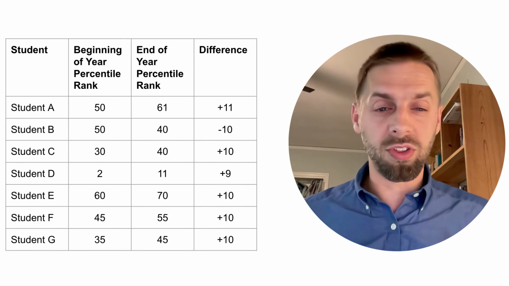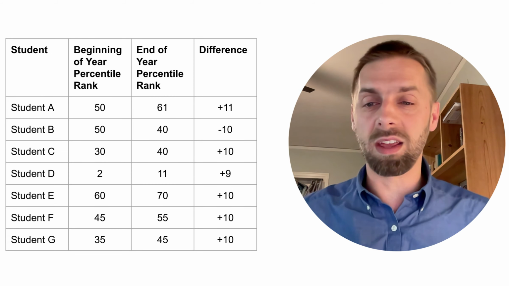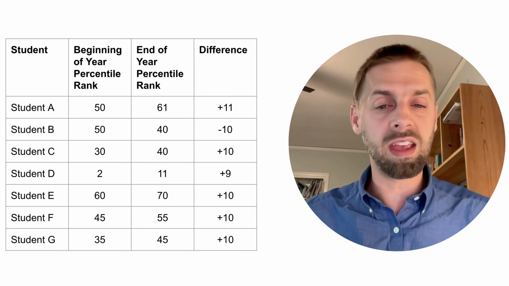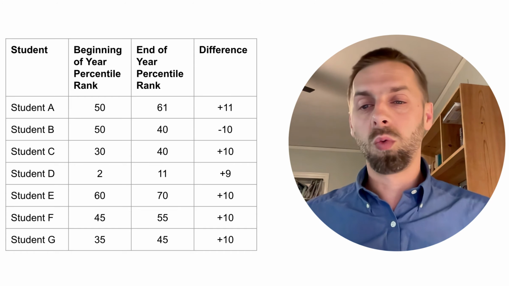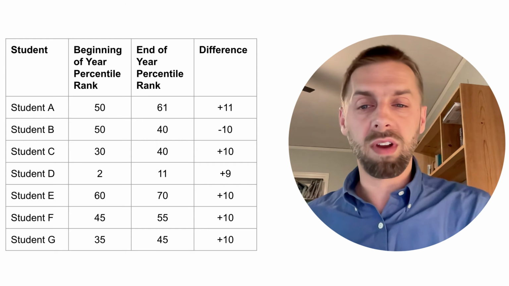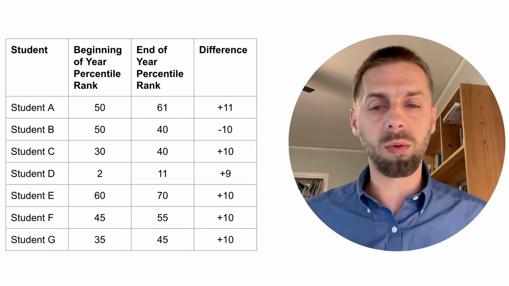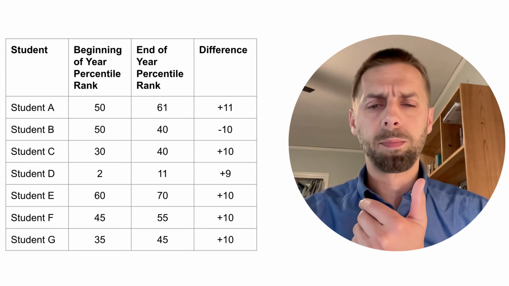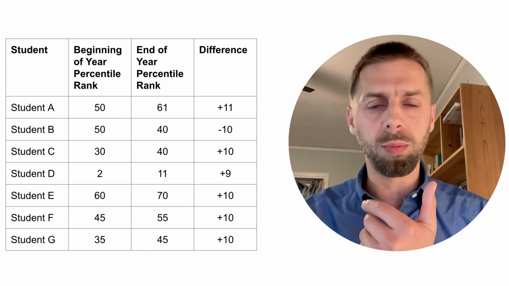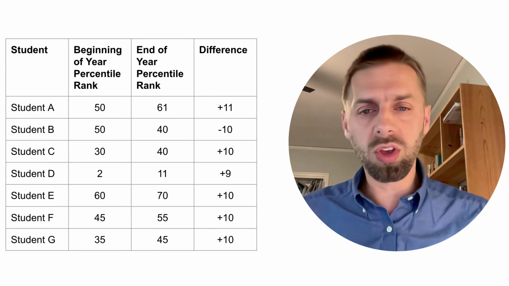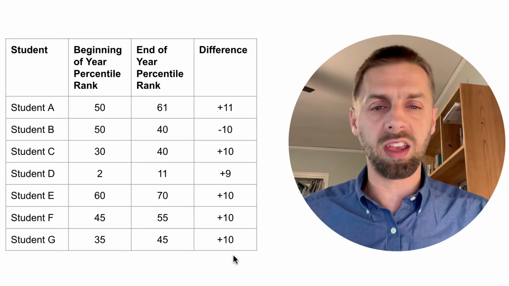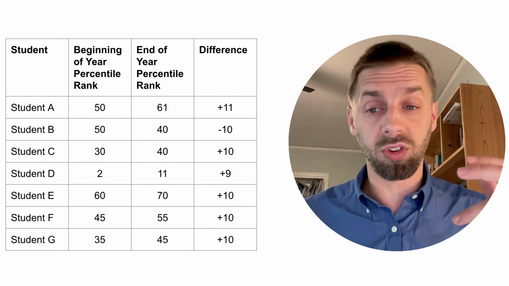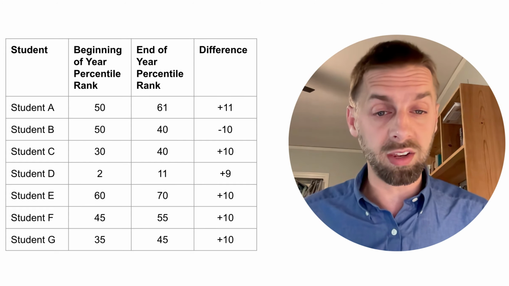Here's another sort of a thing that you might see in a school setting. Okay, we've got students A, B, C, D, E, F, and G. We've got their beginning of year percentile rank and their end of year percentile rank, and we're trying to figure out, okay, let's see, maybe we should pick the student that's most improved and give them an award. Well, you can quickly scan down this list and see that we should give the student as the most improved to student A. They grew by 11 percentile points.